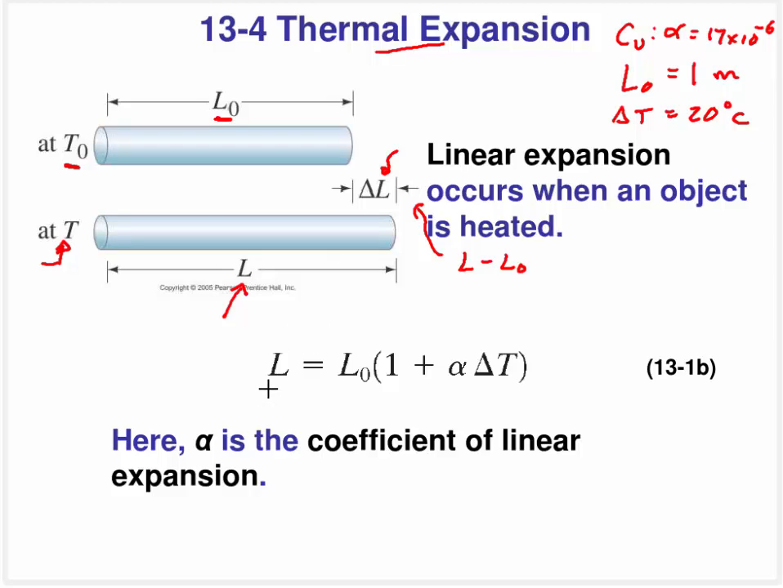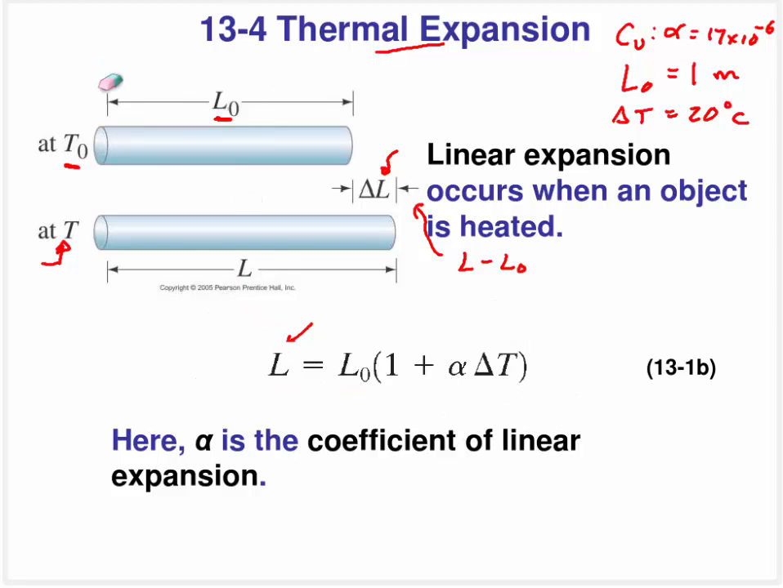What we can do is describe this new length in terms of the original length, times 1 plus this coefficient of linear expansion multiplied by a change in temperature. You can see if the change in temperature is positive, then L will be larger. If the change in temperature is negative, then L is going to be smaller.